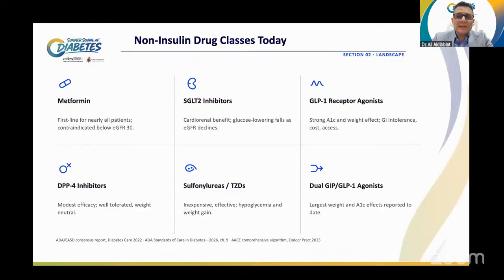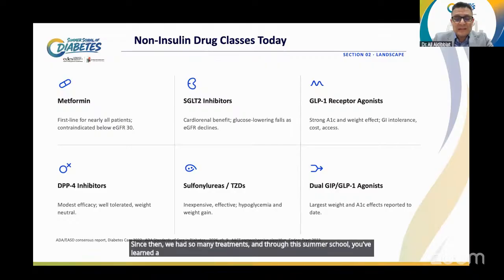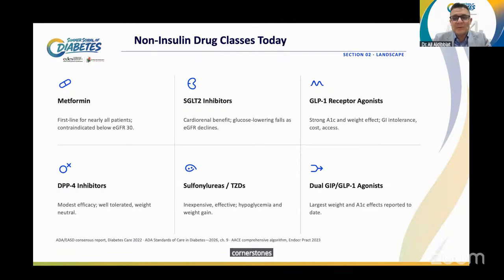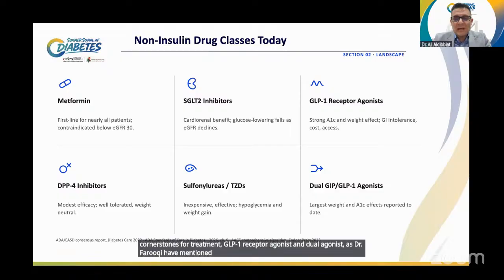Since then, we have had so many treatments, and through this summer school, you've learned a lot about the treatments available for diabetes, and about the amazing advancements that have been achieved. We know about metformin and SGLT2s, now cornerstones of treatment, and GLP-1 receptor agonists and dual agonists, as Dr. Farouqi and Dr. Tariq have mentioned earlier. They are absolutely amazing treatments. Also, we have DPP-4 inhibitors as oral therapies, legacy sulfonylureas, and pioglitazones.